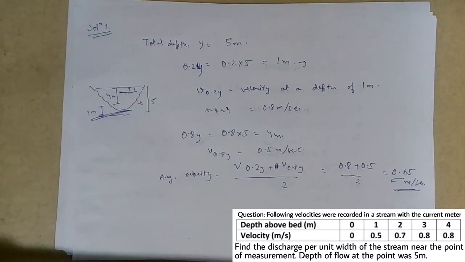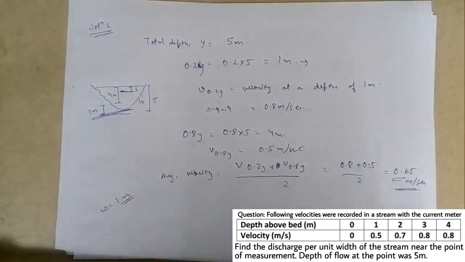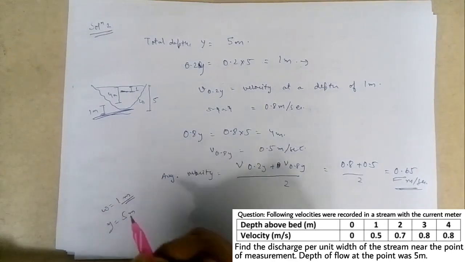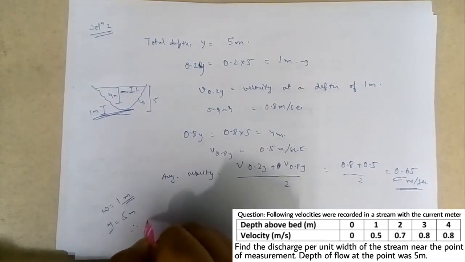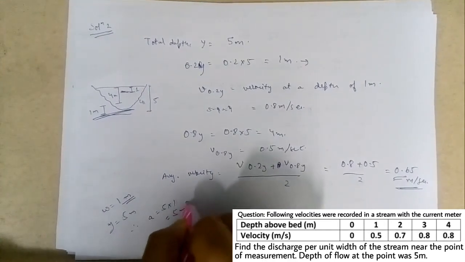The discharge per unit width of the stream is asked of us. In the question you can see they have asked the discharge per unit width. So width is equal to 1 meter. I am considering the width equal to 1 meter because they are asking for unit width, and the maximum depth is 5 meter. So therefore the area is equal to 5 cross 1, that is 5 meter square.